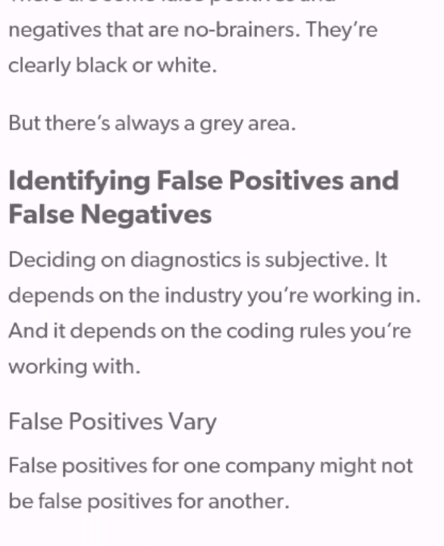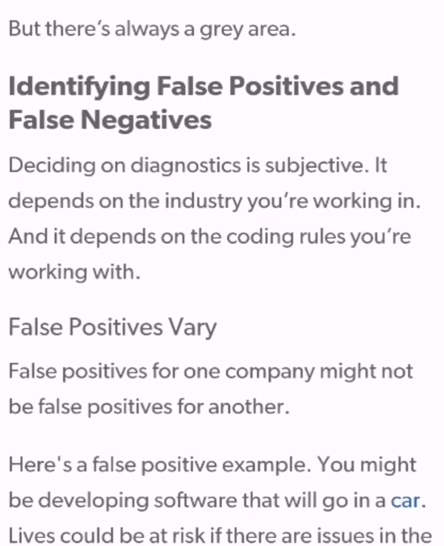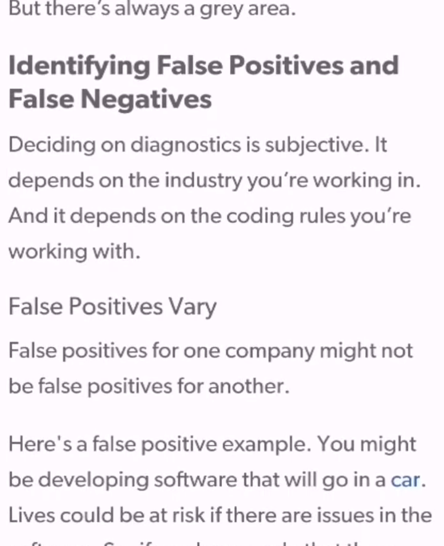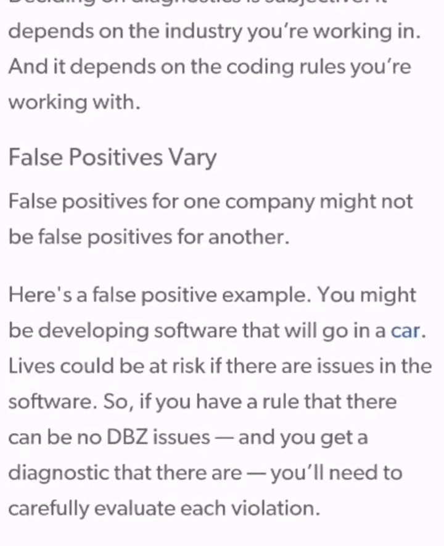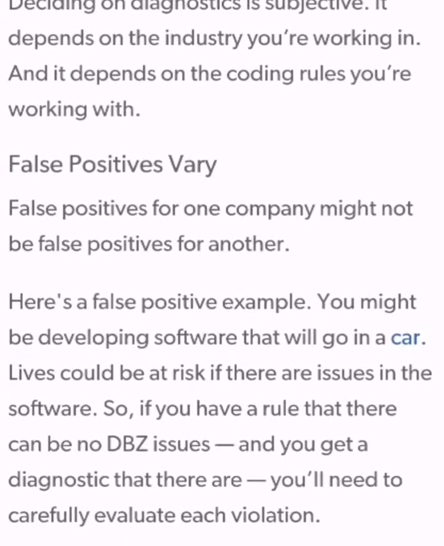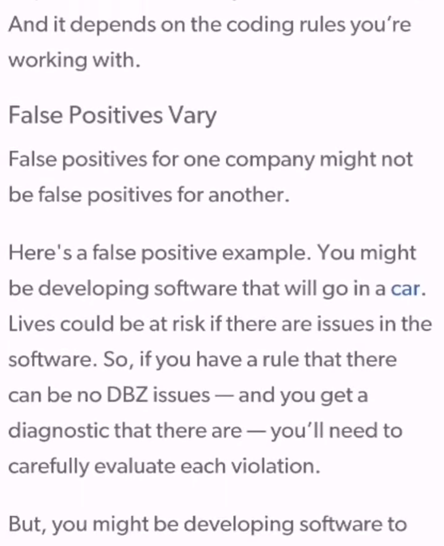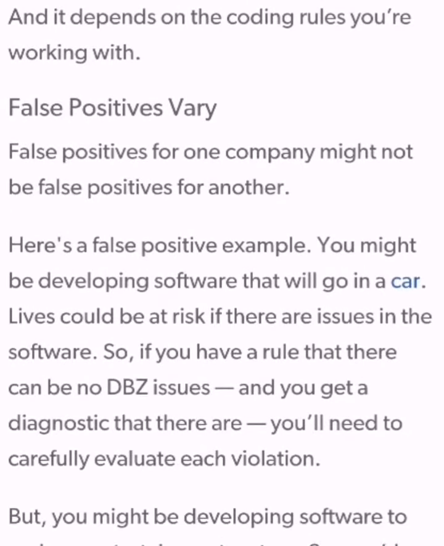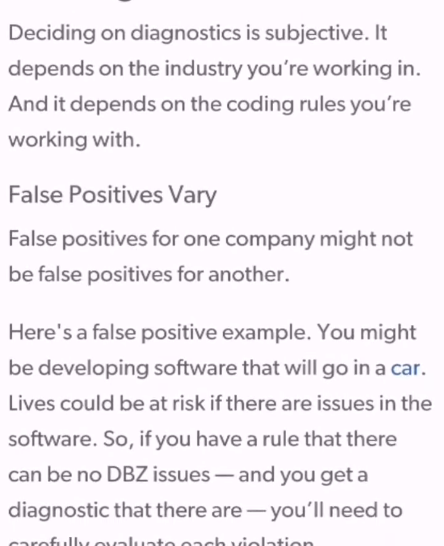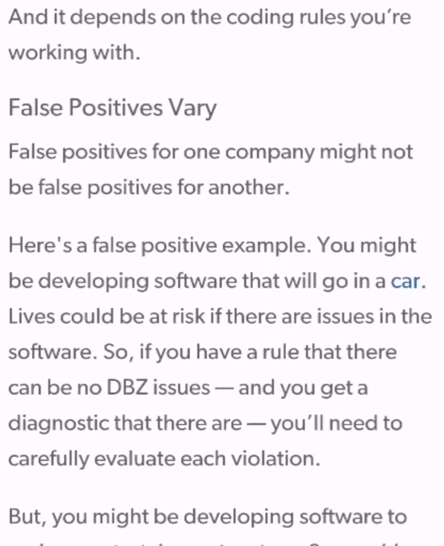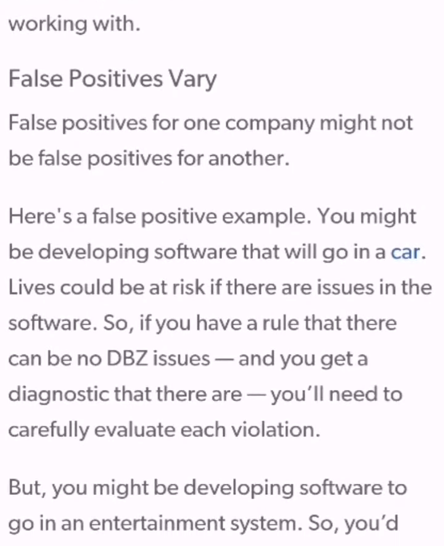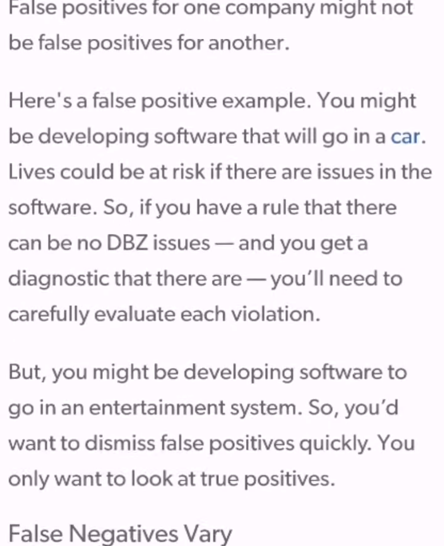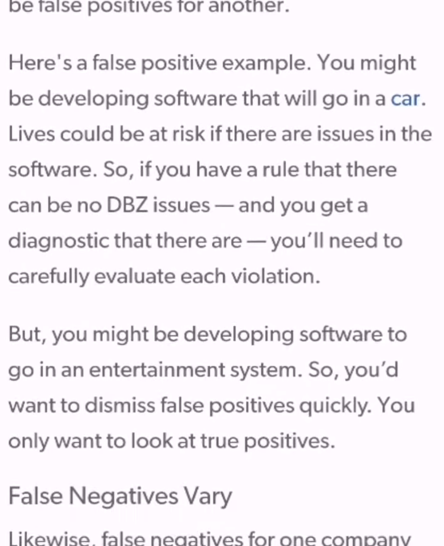There are some false positives and negatives that are no-brainers. They are clearly black and white, but there is always a grey area. Identifying false positives and false negatives, deciding on a diagnostic, is subjective. It depends on the industry you are working in, and it depends on the coding rules you are working with. False positive for one company might not be a false positive for another.